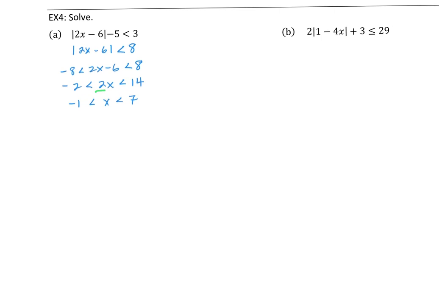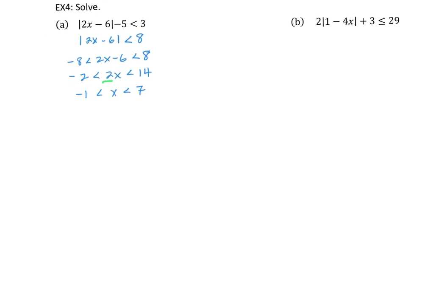But now we have our solution. It's written as an inequality. If I were to write this as an interval, it would be the interval -1, comma 7, and since it's strictly less than, it's going to be parentheses.